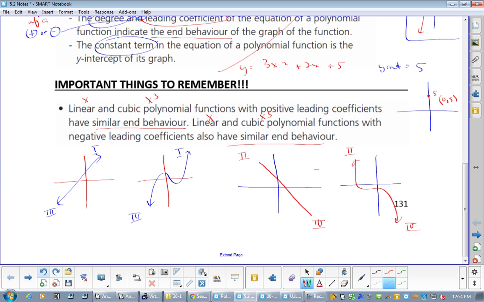This is negative. So this is a negative x, and this is a negative x cubed. This is positive. This is a positive x and a positive x cubed. They have the same end behavior. And the reason why, what's the exponent on x? 1. And we're going to learn pretty soon that when your exponent is an odd number, they all have the same start and end spot. Okay? And if they're all even, they all have the same start and end spot.